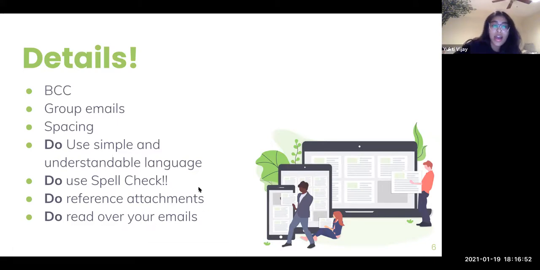And then the last thing is that you definitely want to read over your emails, and you should also ask others to read over your emails if you can. If you're unsure, chances are if your friend or your colleague reads over it, they can just reinforce the fact that you're getting your point across.